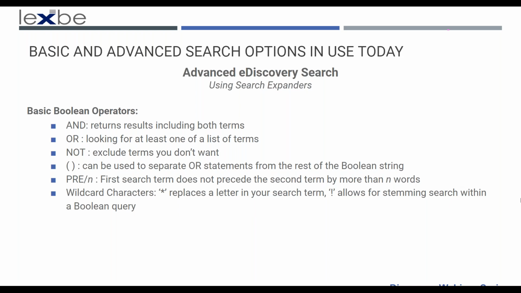A stemming search means that it will help you get different deviations of a word. So it's going to give you your INGs, your past and present tense, all that. So the wildcard characters are something that's really helpful.